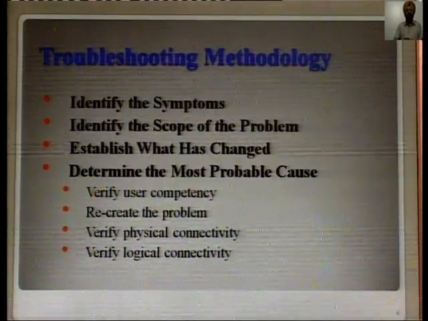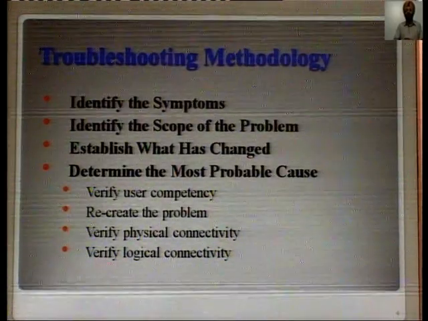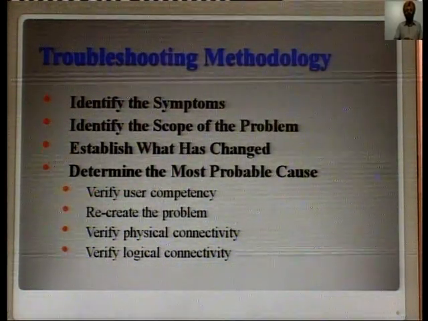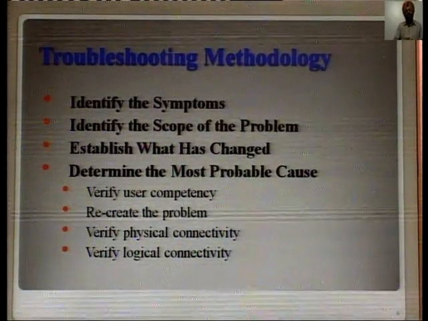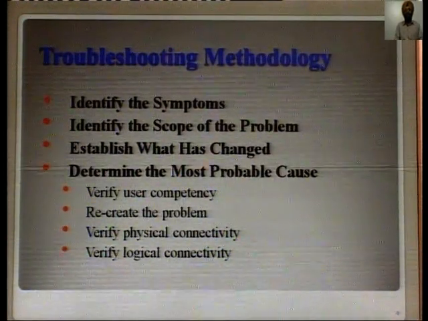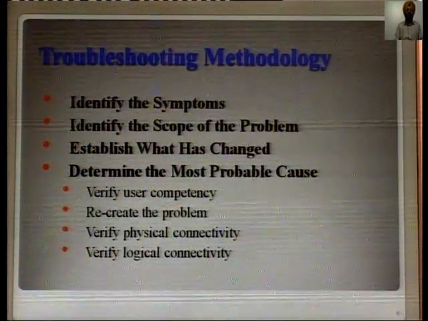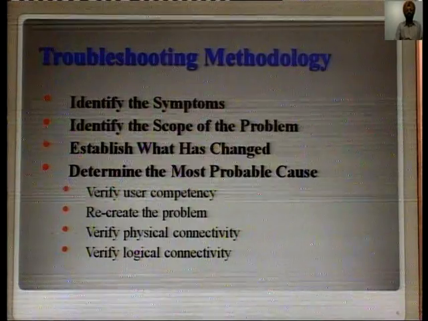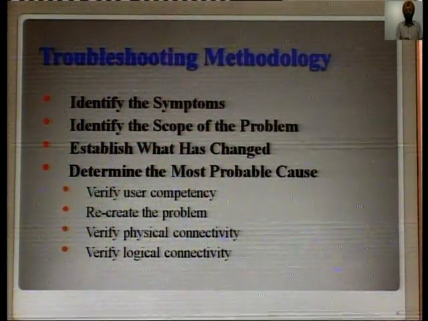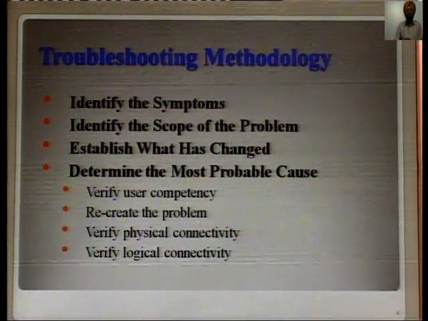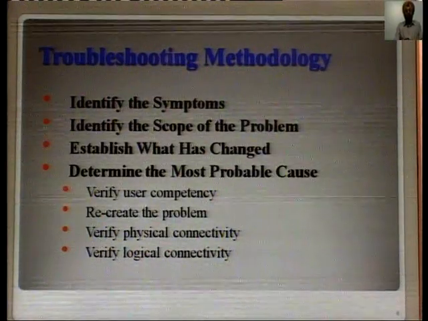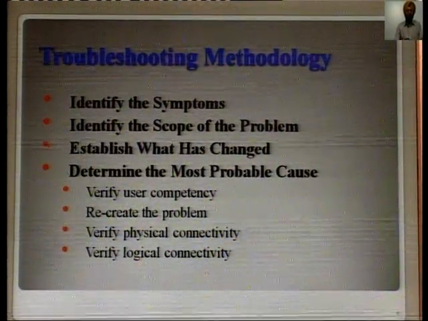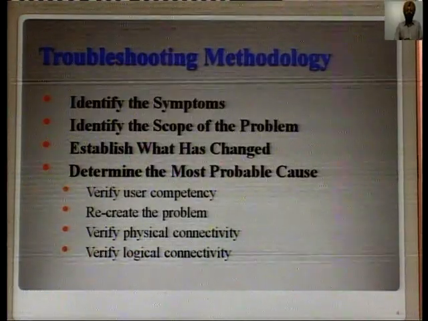Then, under this most probable cause, we will have to verify the user's competency, whether it was a lack of competency on the part of the user, or we will have to recreate the problem. We will have to ascertain how it can happen. We will have to verify it by repeating the steps on the same or another system. Then we will have to ascertain the exact cause of the problem that resulted in the network going down.